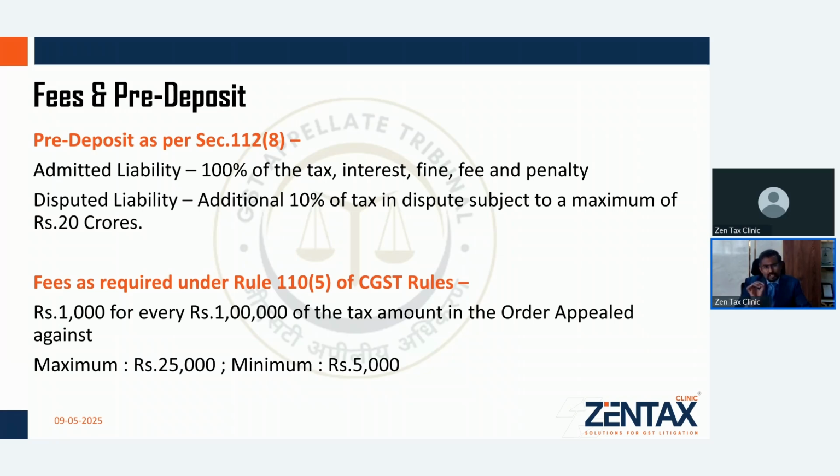Not only with respect to the filing of an appeal, for any other application, say for example, condonation of delay, something which they call an interlocutory application, which we will discuss more in the subsequent part of the session, which is the next session. Whenever there is any other additional application that is being made, for every application, the fee will be ₹5,000. That is a flat fee. Only with respect to an appeal, which is provided for under Rule 110(5) of the CGST rules, the fee is based on the amount in the order.